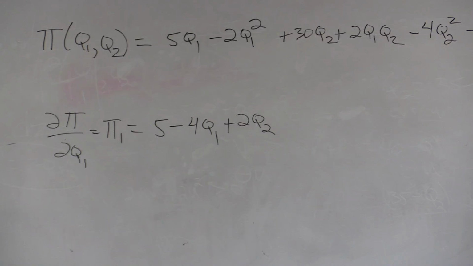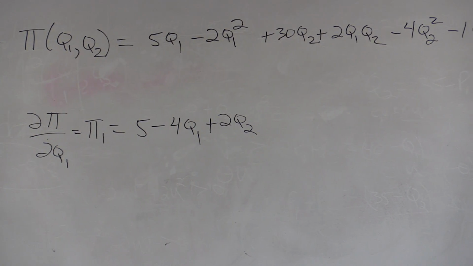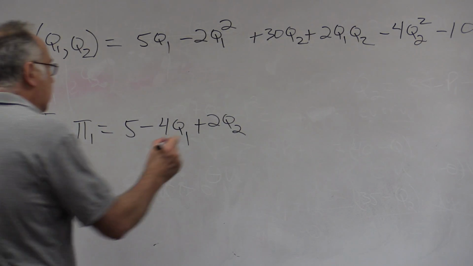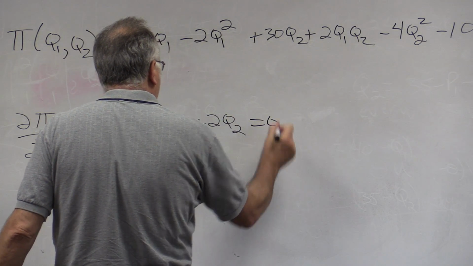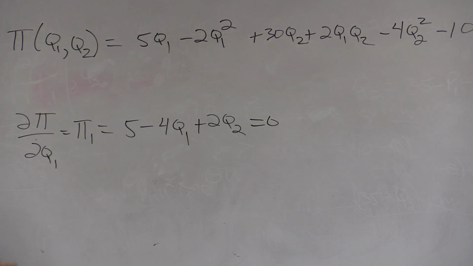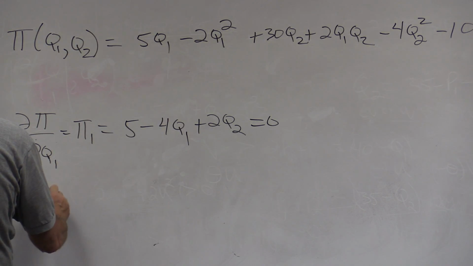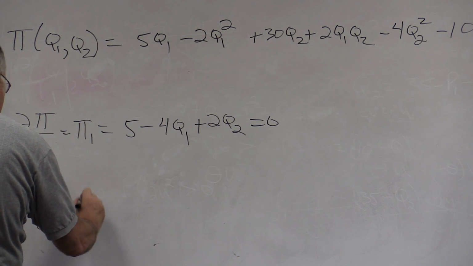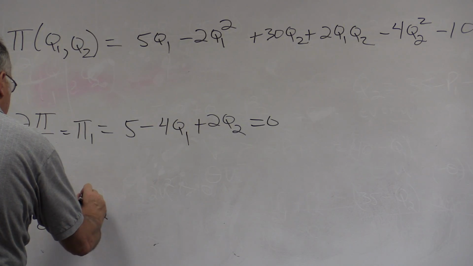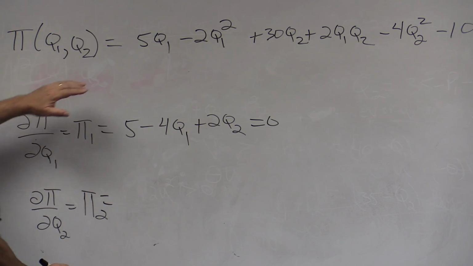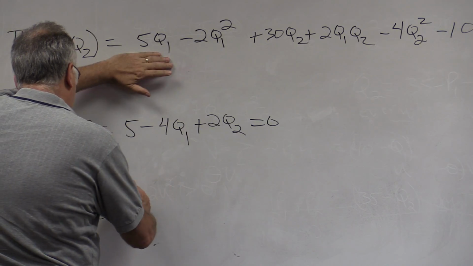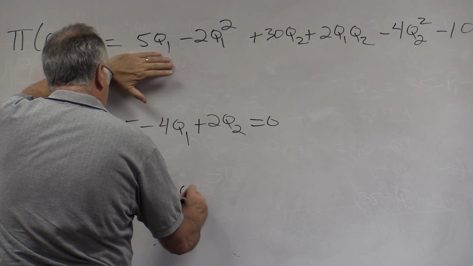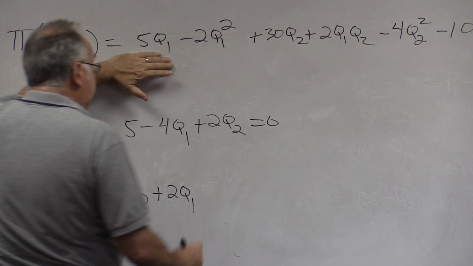Right. And what do we do with that derivative now that we have it? Set it equal to 0. Right. This gives us a linear equation in Q1 and Q2. But we need to look at our other partial derivative too. Pi sub 2, which will be equal to what, 30 plus 2q1 minus 8q2.